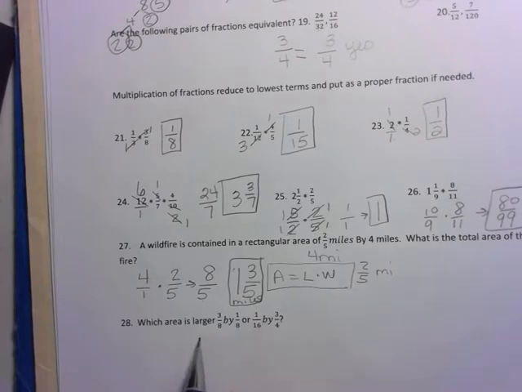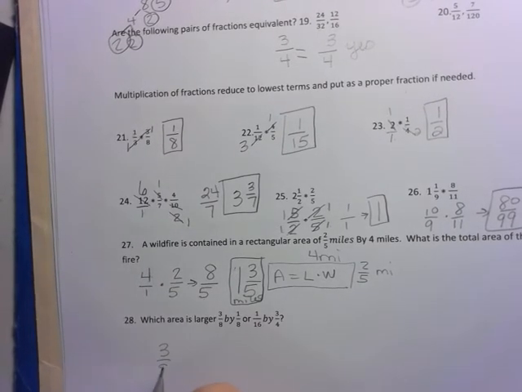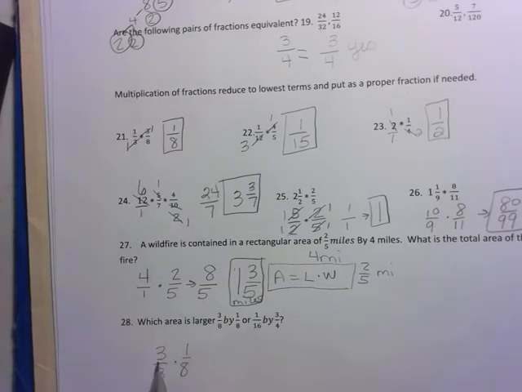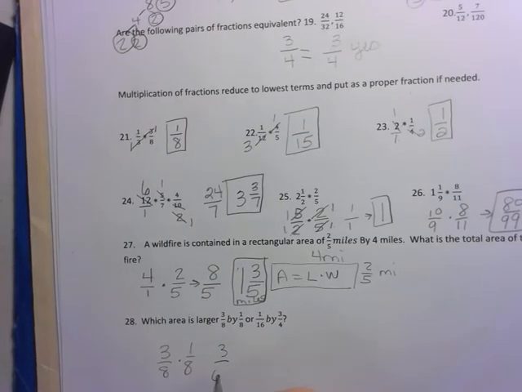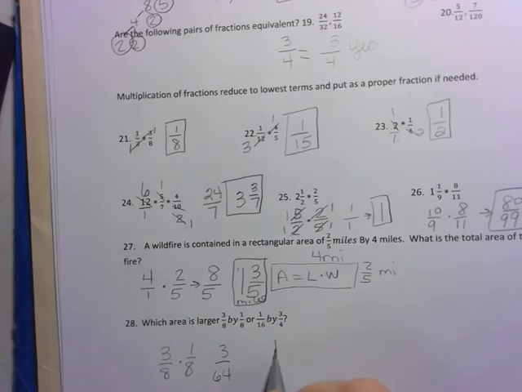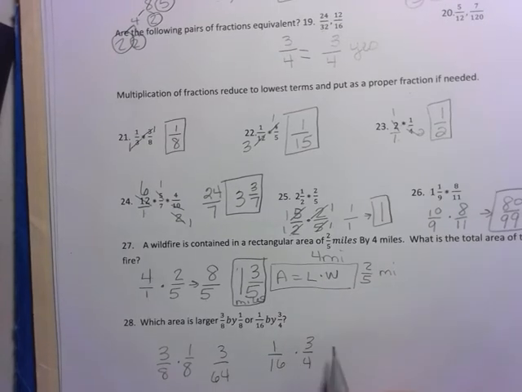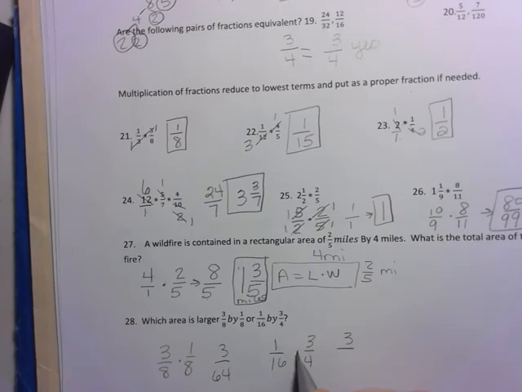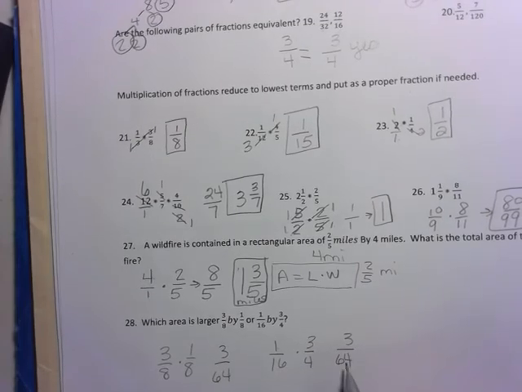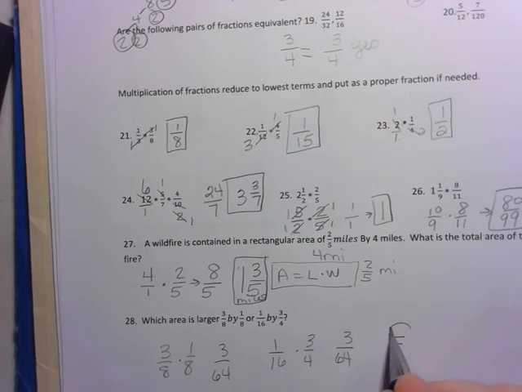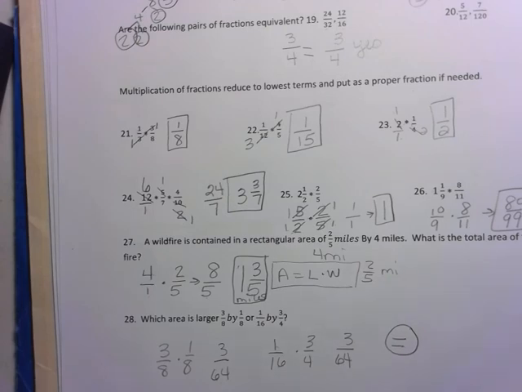Here I'm finding out which is larger, 3/8 by 1/8. I'm finding the area, so I'm multiplying them. Length times width: 3 times 1 is 3, 8 times 8 is 64, or 1/16 times 3/4. 1 times 3 is 3, 16 times 4 is 64. So 3 over 64 is the same as 3 over 64, so they are equal. And that ends part 1 of chapter 2.